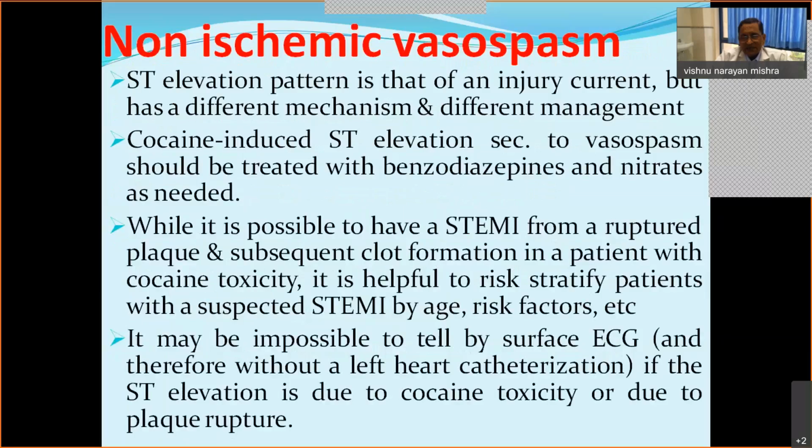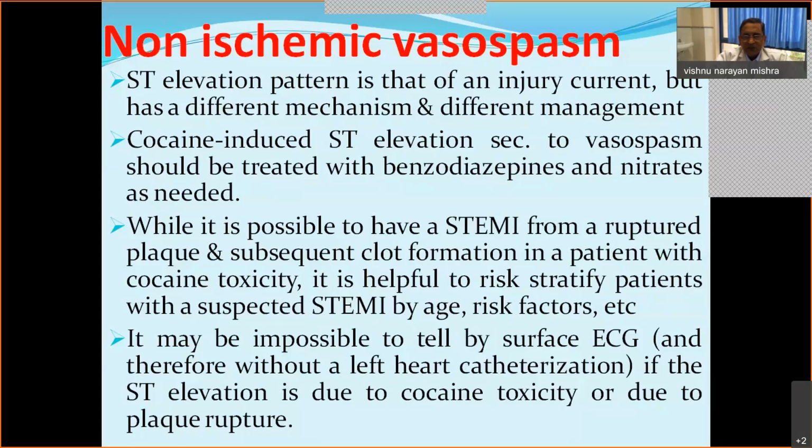Non-ischemic vasospasm is coming in a big way in recent years, especially because of the drug cocaine. In Europe and America, a good percentage of patients are being seen with this infarct kind of pattern. The ST elevation pattern is that of an injury current pattern, but has a different mechanism and different management as well. Cocaine-induced ST elevation secondary to vasospasm should be treated with benzodiazepines and nitrates as needed.